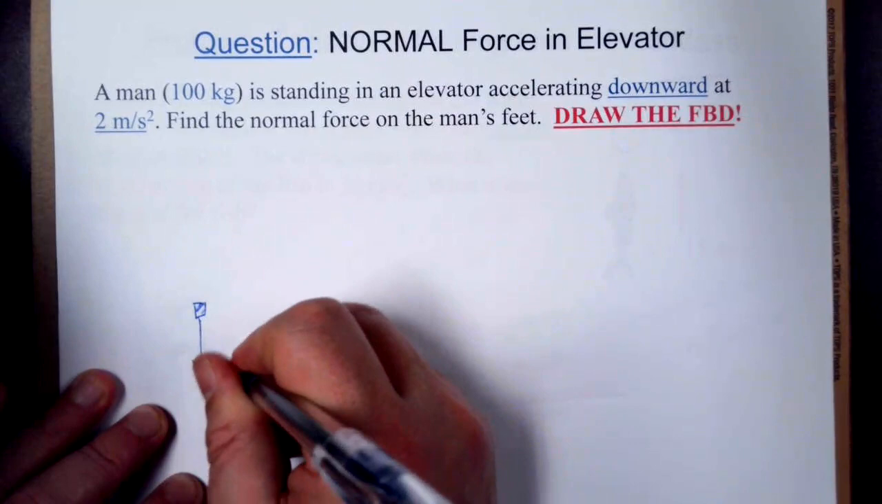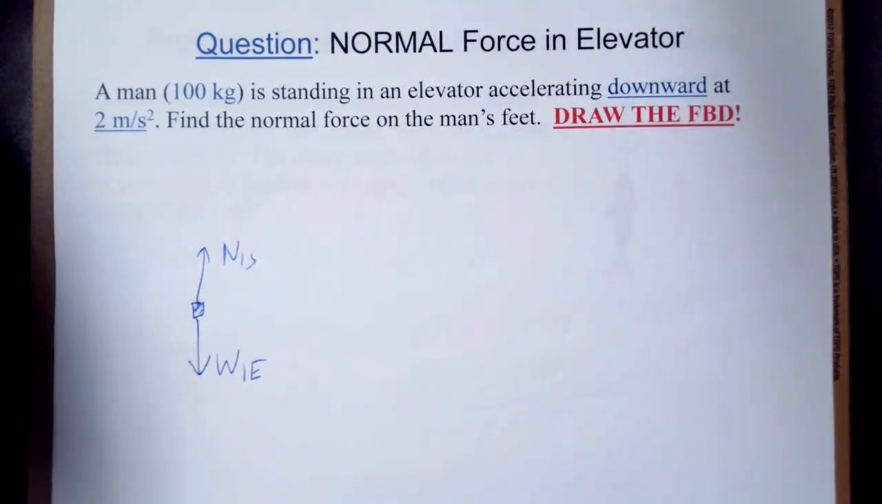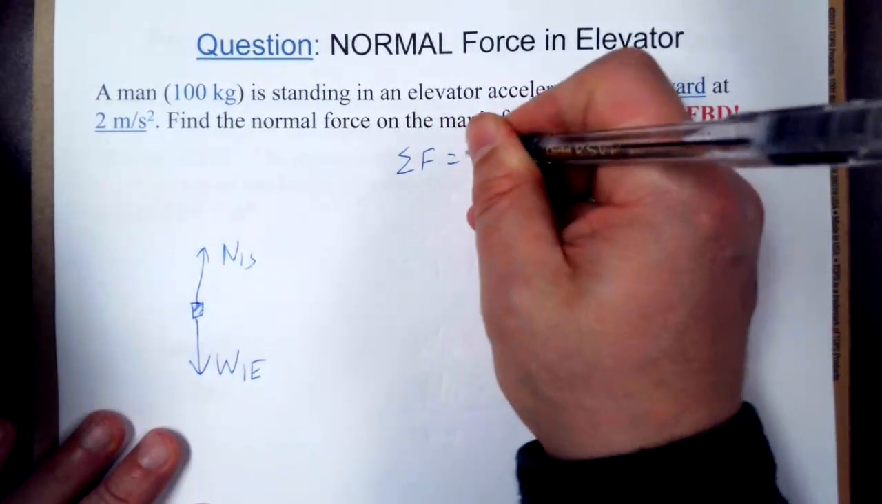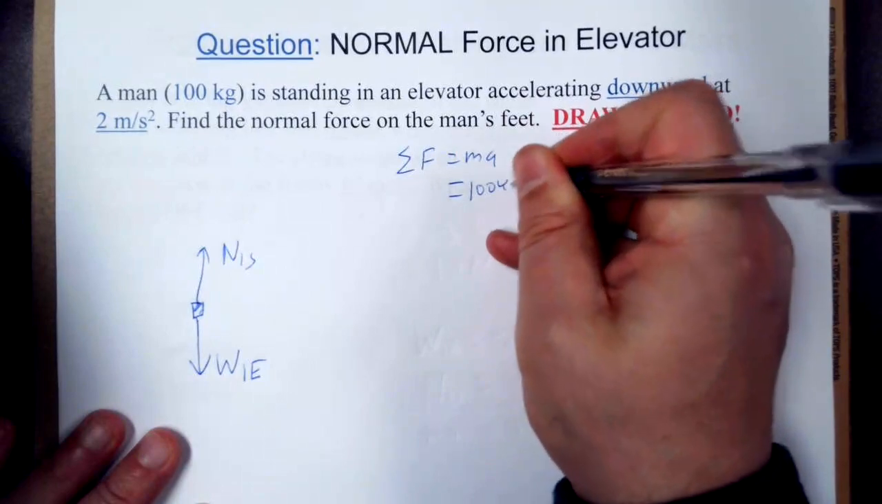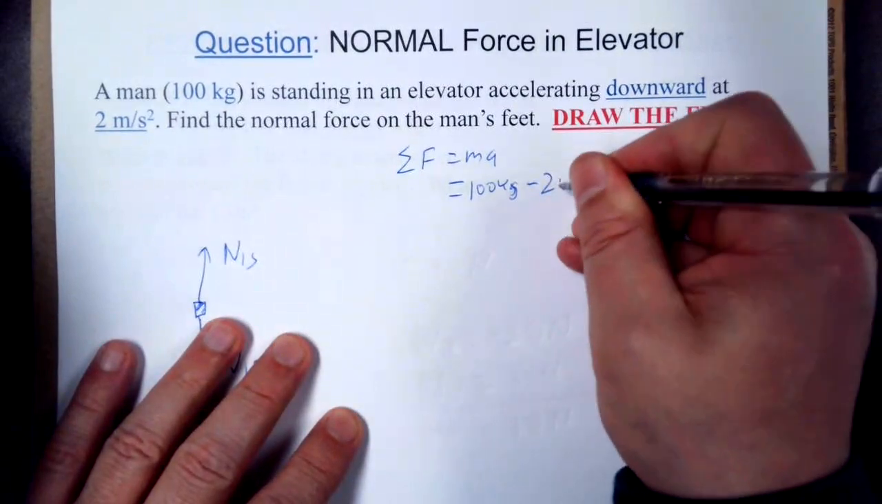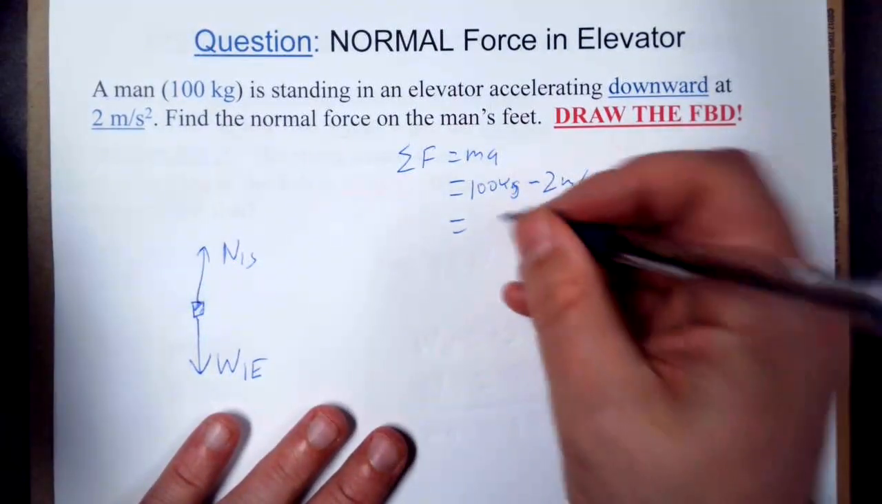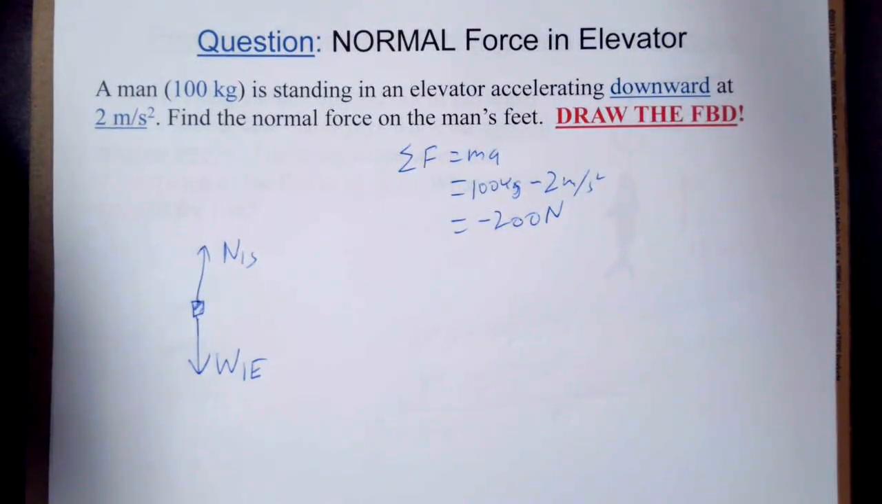So we have two forces here. We have the weight force pointing down, and we have the normal force pointing up. So, right, those are our only two forces, so we're good there. And so now the sum of these forces is equal to the mass times the acceleration. And so the mass is 100 kilograms. The acceleration is downward at 2 meters per second squared, so that is negative 2 meters per second squared. So that means the net force here is 100 times negative 2, so that is negative 200 newtons. So the mass times acceleration, the sum of these forces, has to be negative 200 newtons.